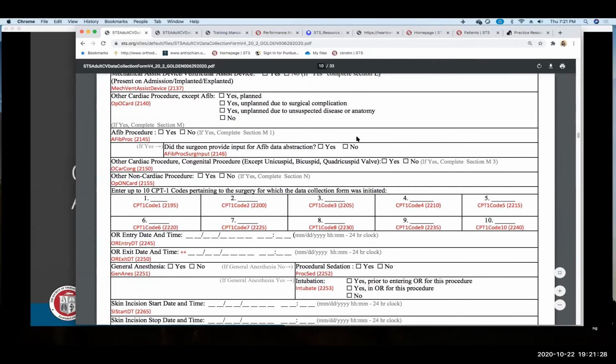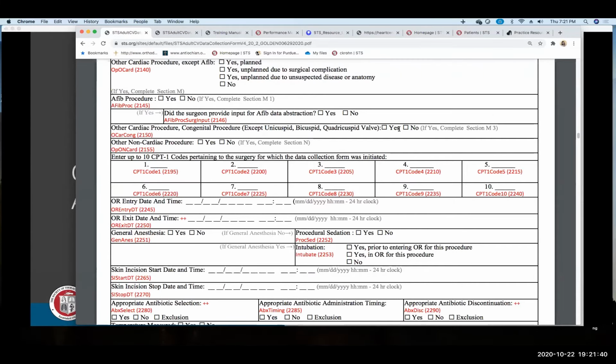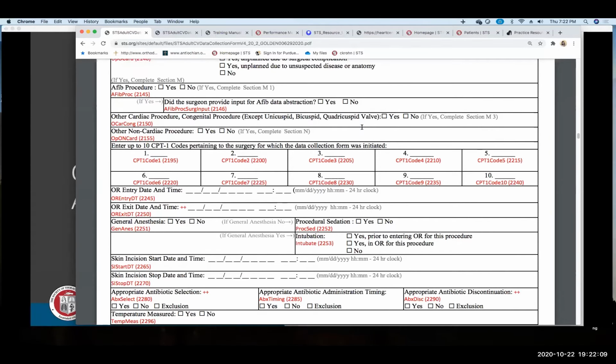And then we collect AFib procedures and then other cardiac congenital procedures. Usually these would be specific to previous congenital patients. However, we also do have a congenital database, and some sites do dual capture within the congenital database and within the adult cardiac database. Right now, the congenital database is undergoing an upgrade that will go live in 2022, and we are going to include an adult congenital heart disease section in the congenital database. So we'll be able to capture more data on those patients.